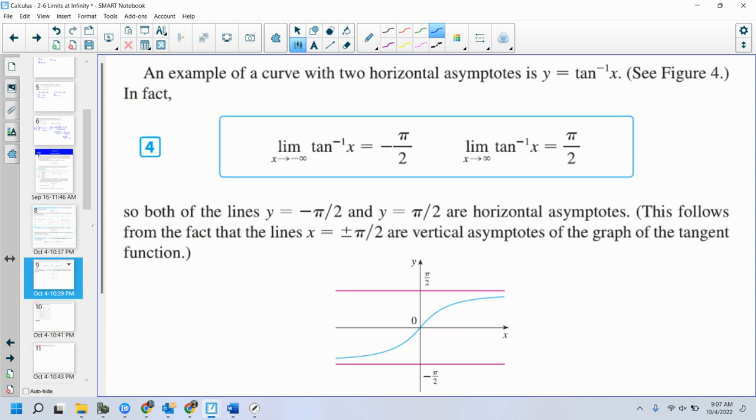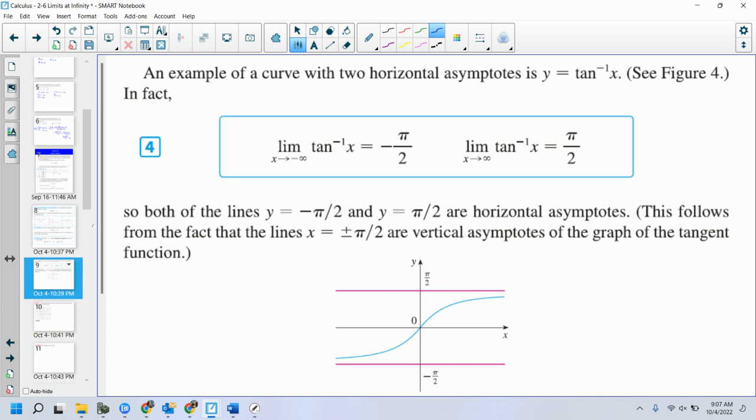If I take the inverse of that, those flip into horizontal asymptotes, because we studied what the limit would look like here. So if I flip it and do the inverse of that, horizontal asymptotes are going to look like this, where the limit as x goes to infinity, or the limit as x goes to negative infinity, is whatever that value is. In inverse tangent's case, it's negative pi over 2 and pi over 2, and then every rotation beyond that.